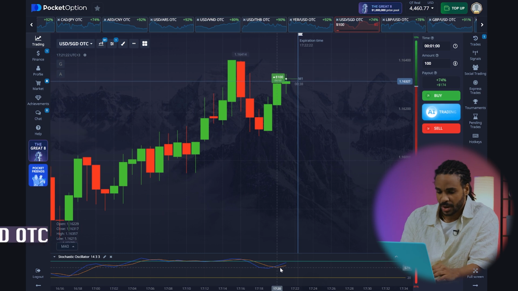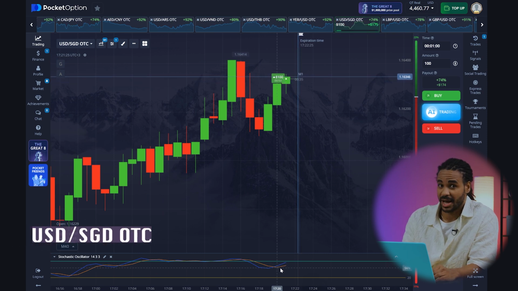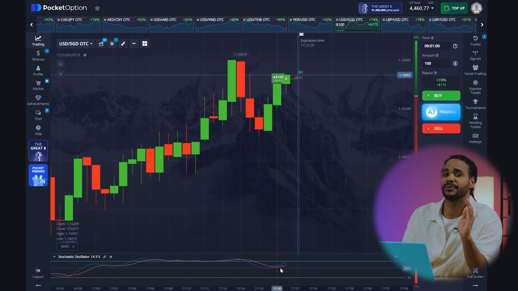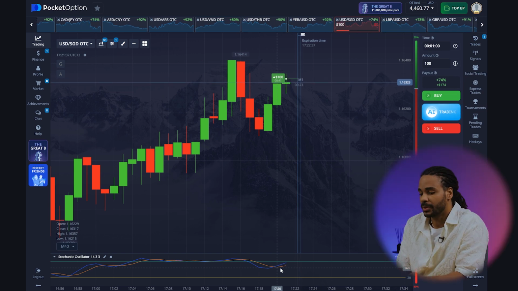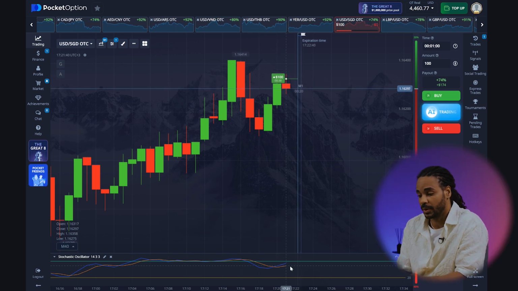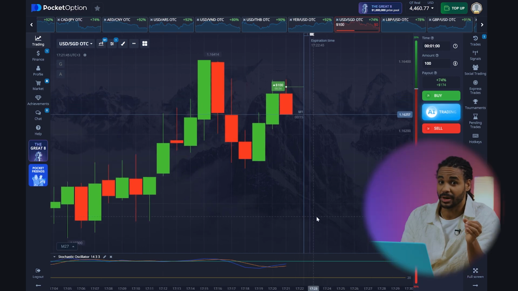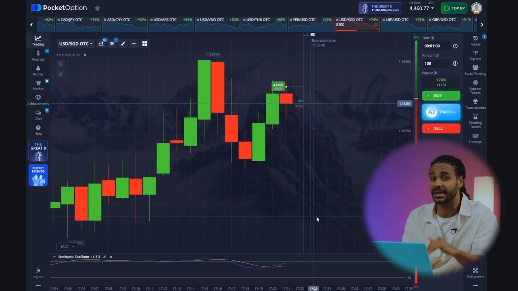I open a buy trade. We now see a crossover in the stochastic. The stochastic lines have crossed, indicating that the movement will go upward. If the blue line crosses the red one from below, it signals an uptrend. If the blue line crosses the red line from above, it's a downtrend.